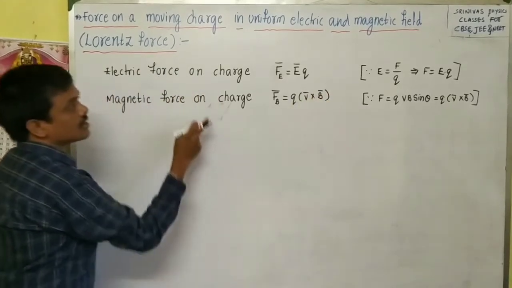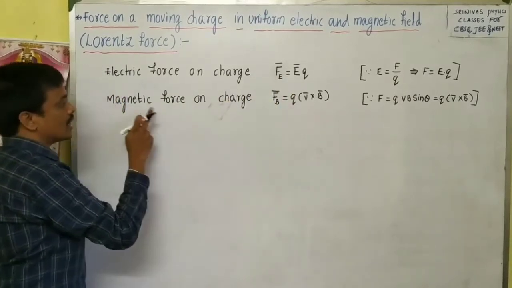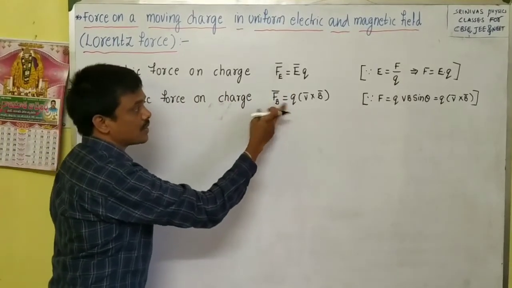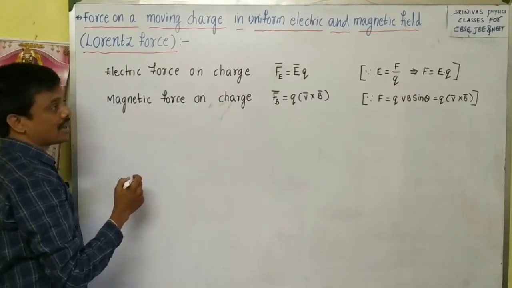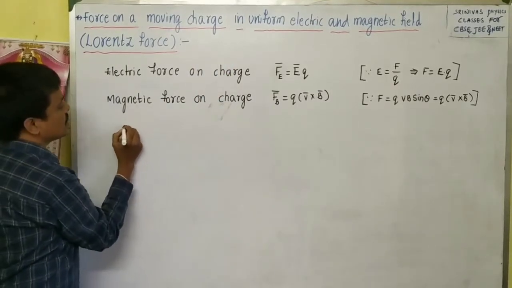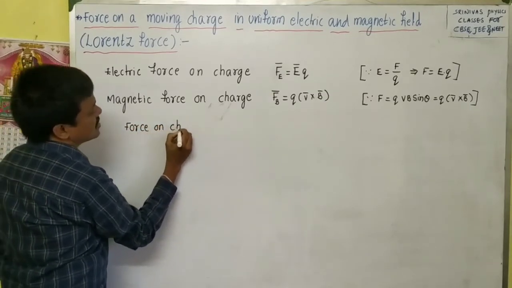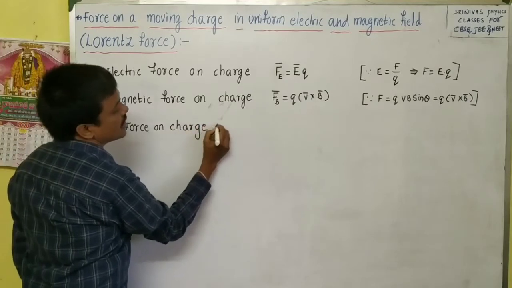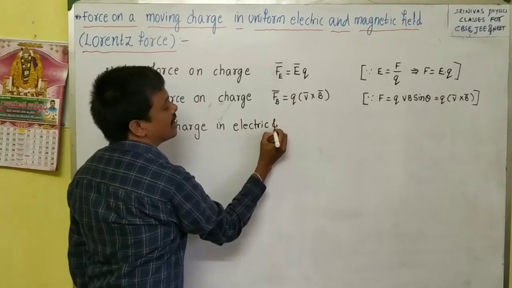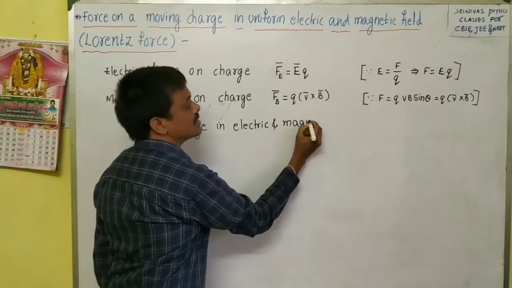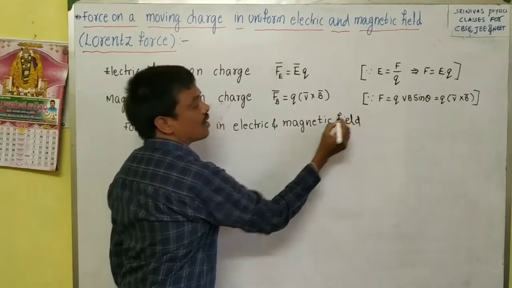When the charge moves in an electric field, it experiences the electric force, and when the charge moves in a magnetic field, it experiences the magnetic force. Then if the charge simultaneously moves in electric and magnetic fields, the two forces will act. So what is the force on a charge in electric and magnetic fields?